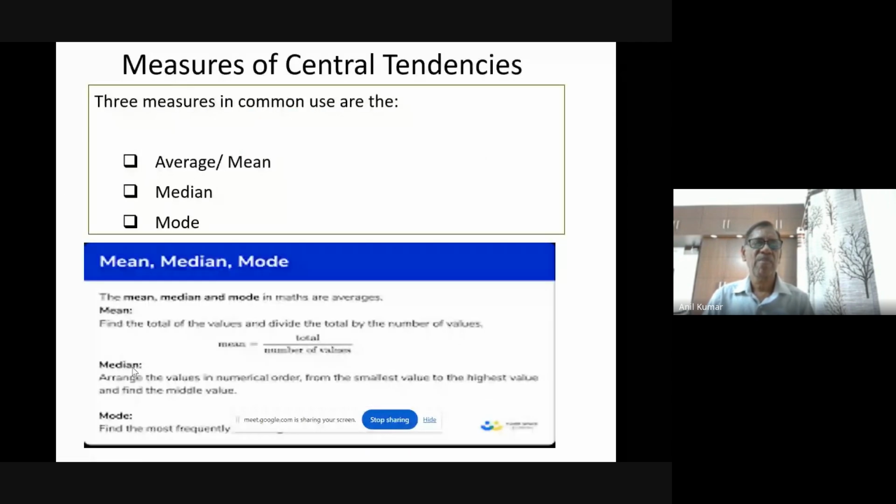So I think I should not enter into simple calculations. Mean, you all know how to calculate. Again, I would say this is the arithmetical average. So all values are to be added and divided by the total number of values. It will give you the average or mean of that.